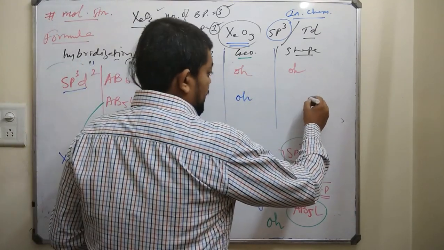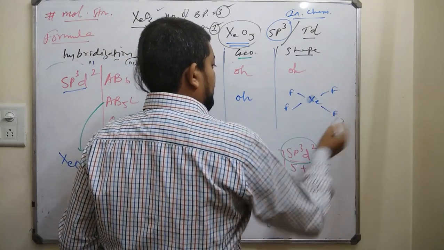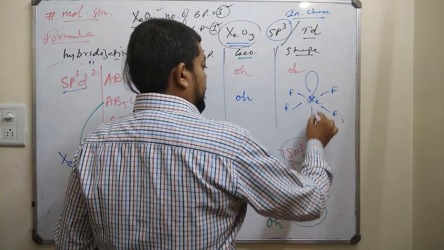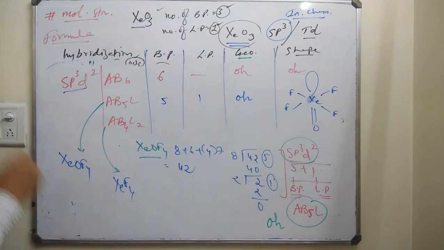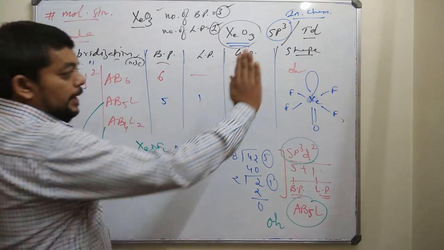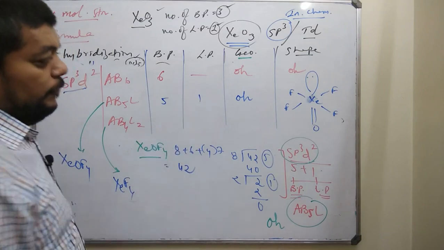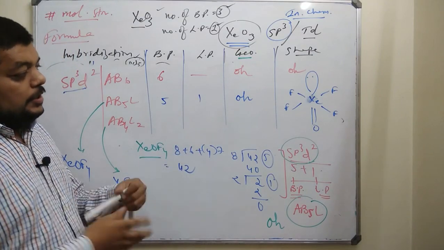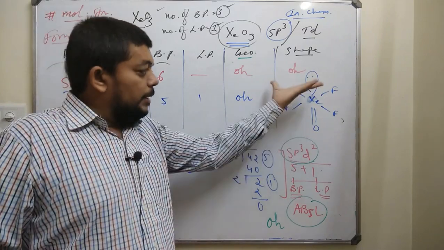Now I am just trying to have F, F, F, F. Something like this. Over here, this lone pair would not be counted when it comes to shape. So you will have the 4 fluorine and oxygen. The lone pair will push them downwards. This pi bond will push them upwards.